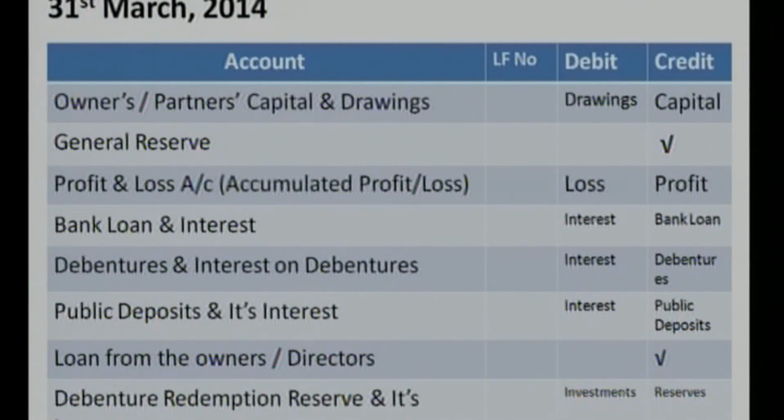Second one, general reserve or any undistributed profit. Again we know that income or gain or profit bears the credit balance, so we have to mention it at the credit side. Number 3, profit and loss account, also known as accumulated profits or losses. If it is the profit, then it has the credit balance, and if they are the accumulated losses, then we have to mention it at the debit side.